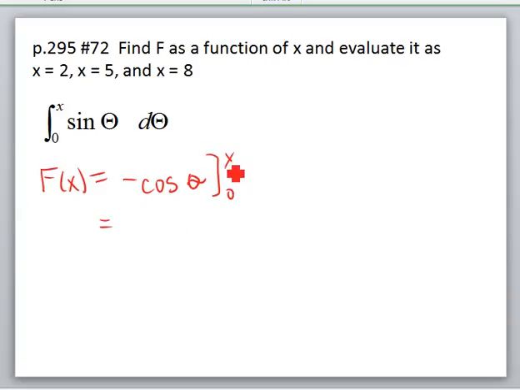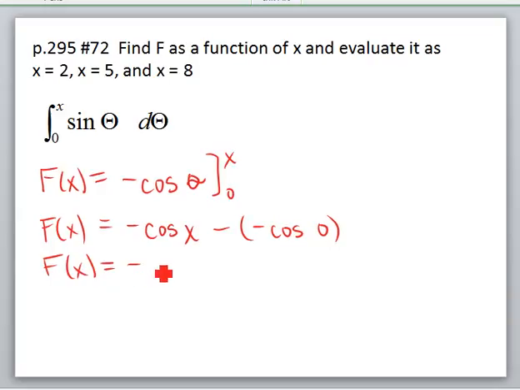For each one of these, we're going to plug in 2, then 5, and then 8. I'm going to go ahead and create it as a function of x first. So we would have negative cosine of x minus negative cosine of 0. When we simplify this, we get negative cosine of x plus cosine of 0. The cosine of 0 is 1, so I can simply write this as 1 minus cosine of x.